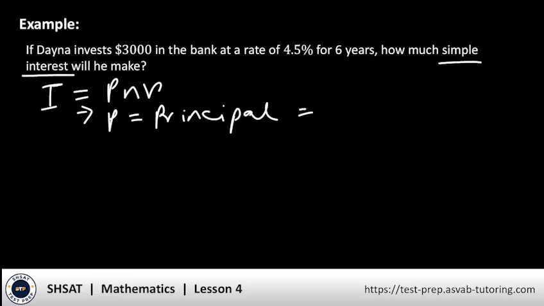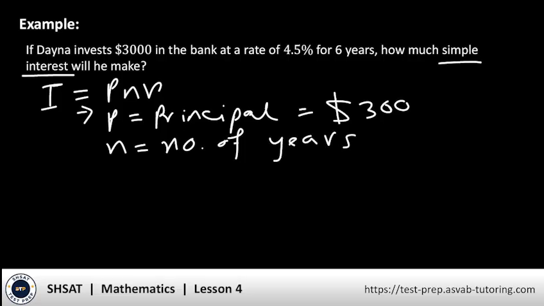So here the initial amount is what? That's $3,000, right? N is the number of years, okay? The number of years for which all of this is happening. So how many years is the incident happening? According to the question, it's given 6 years. So N is going to be 6. And R stands for interest rate, okay?